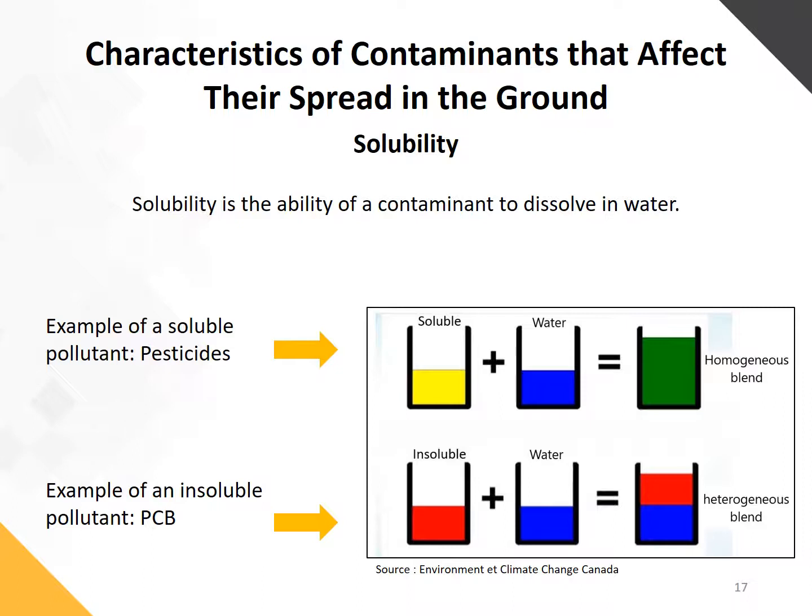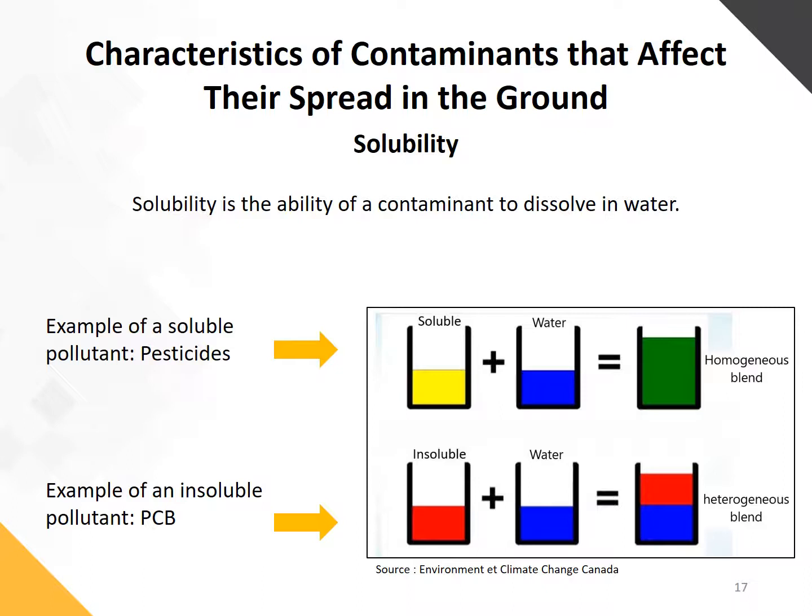Now the second characteristic that we'll talk about is solubility, which is the ability of a substance to dissolve in water. When a soluble contaminant mixes with water, it will flow at the same rate as water in the soil, while the pollutant that is insoluble will continue to flow at its own speed, even if there is a water supply. It will not mix with water.